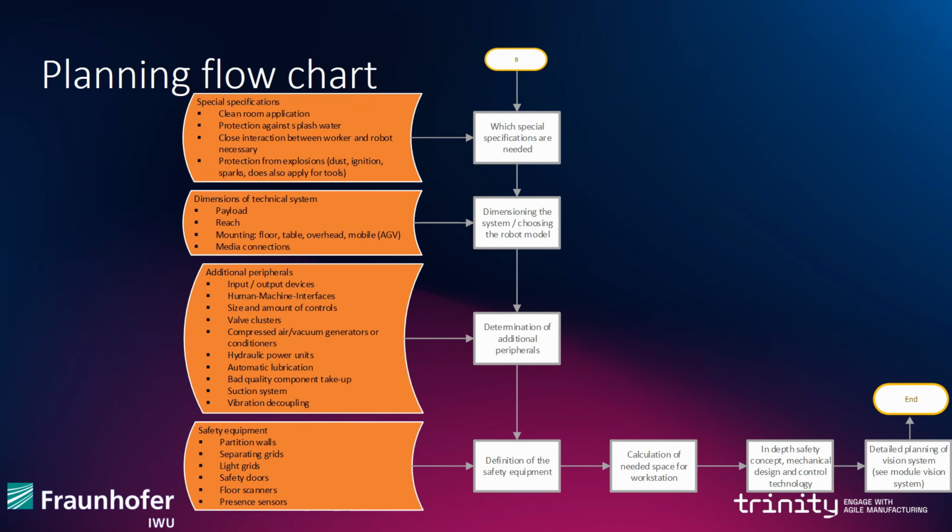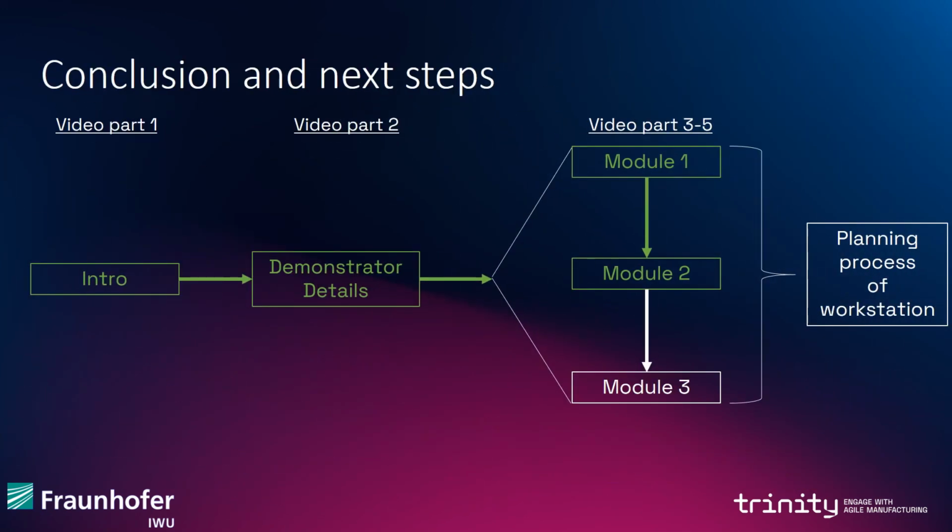Thus, we made it through the complete flowchart. The flowchart is supposed to guide you during your process of automating a manual workstation. It resembles the process steps we performed during the development process of our Agile manufacturing demonstrator. This video explained in detail how the developed flowchart for planning the automation of a manual workstation can be used and what its advantages are. The next and final video will contain information about the process of implementing a vision system.